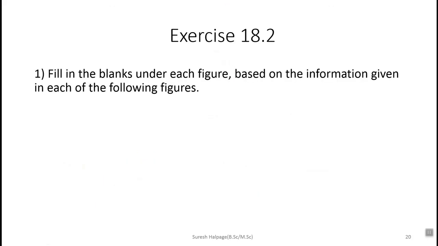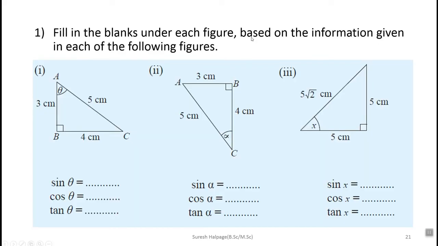Exercise 18.2. Fill in the blanks under each figure based on the information given in each of the following figures. Right triangle, theta, opposite side 4 cm, adjacent side 3 cm, hypotenuse 5 cm. So we need to find sin theta. Sin theta is opposite divided by hypotenuse. Opposite 4, hypotenuse 5. 4 over 5 equal to sin theta.